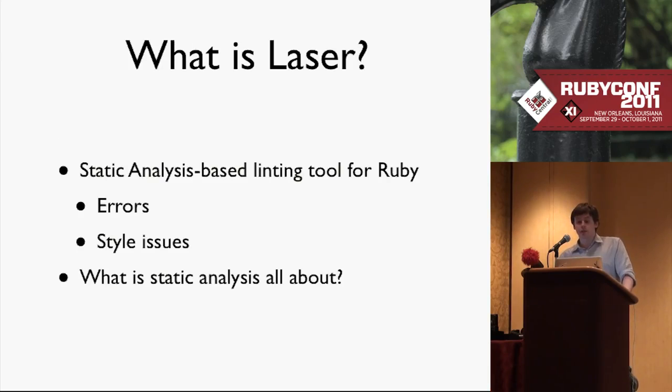So, what is Laser? Laser is an attempt at building real static analysis and linting for Ruby, and it has two goals, which are actually quite distinct: to find errors or potential errors in your code, and to find general style issues. A key part of that is that because Ruby has such a complex grammar, you need a pretty advanced tool to find style issues. So, what's static analysis really about?